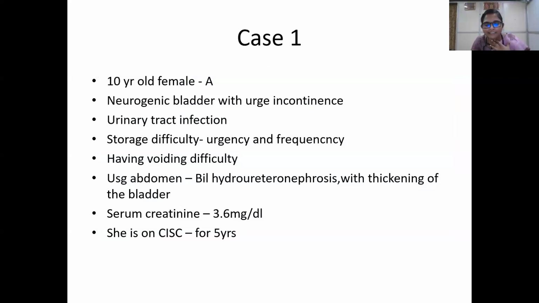This is the first case, sir. A 10-year-old female with neurogenic bladder with urge incontinence, presented with urinary tract infection. She has storage difficulty, urgency and frequency, and she has voiding difficulty. Ultrasound showed bilateral hydroureteronephrosis with thickening of the bladder, and her creatinine is 3.6, and she is on CISC for 5 years.